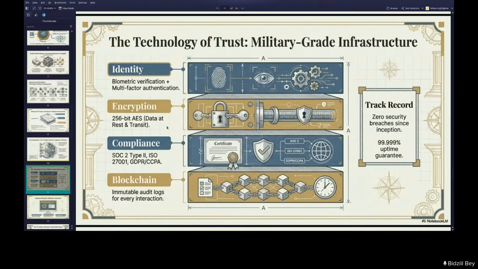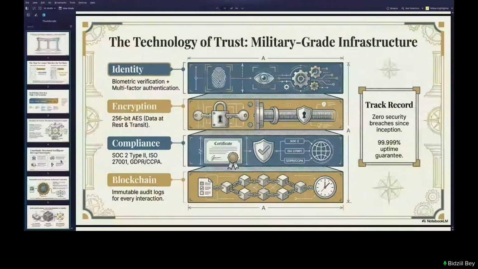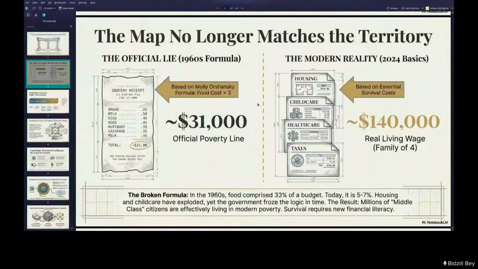That is the perfect segue. We've just seen how high finance manages billions using military-grade decentralized technology. The irony is that the metrics we use to measure the financial survival of the average family haven't received a meaningful update since the Vietnam War. So let's pivot to the $140,000 question.